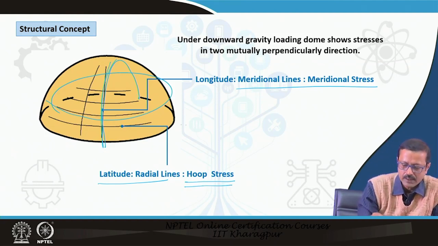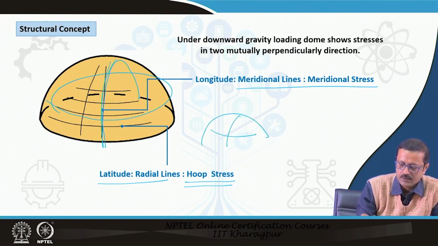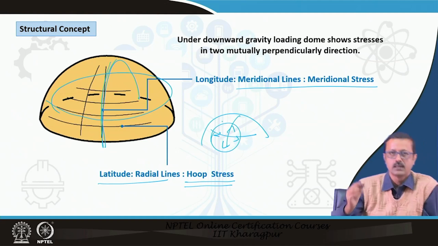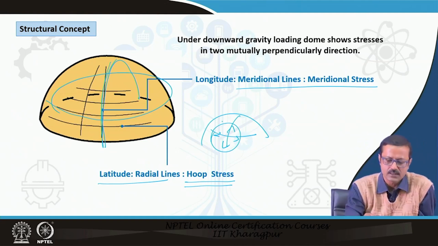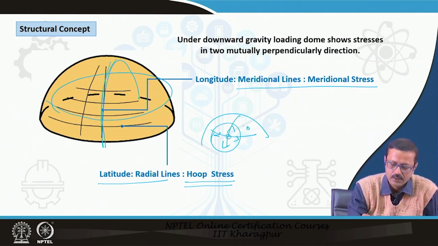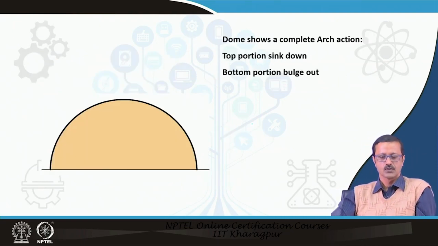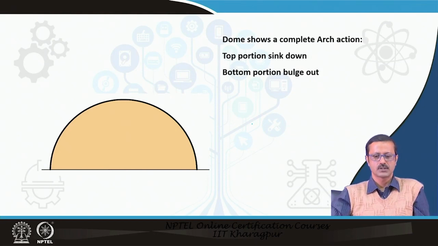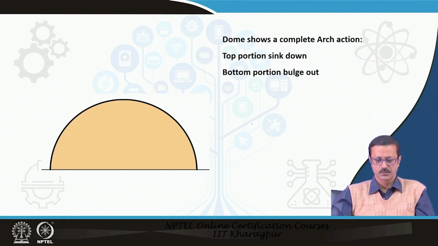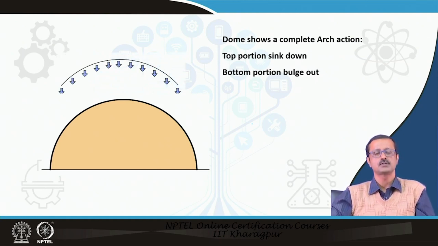So, in a dome there are meridian and hoop stresses. Two types of stresses will occur at that particular junction. At any point you take, there are two such directions, the latitude and the longitude, meridian and hoop. If the dome is under some kind of load, or its self weight, suppose this is some kind of load.